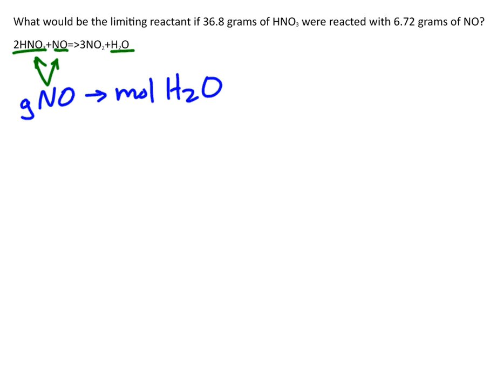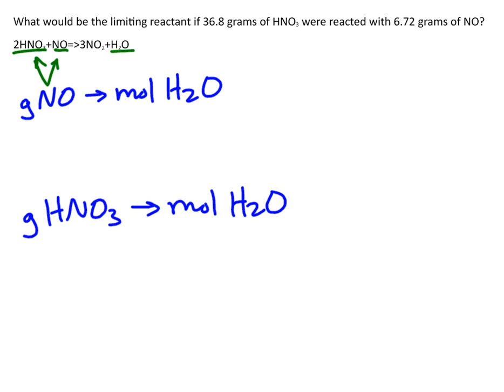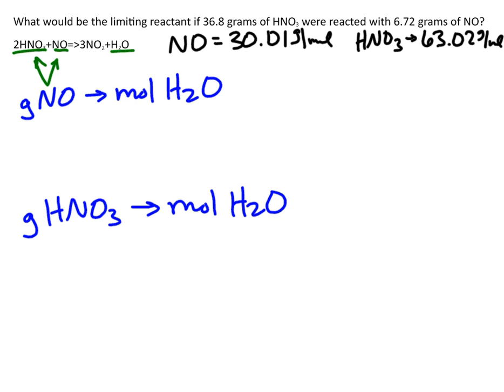That's one reaction. And then the other reaction is going to be grams of the nitric acid into moles of water. Remember, I just chose water here. You could have chosen nitrogen dioxide. It would have worked the same. So the process is not changing here. So just look at my literature values to get my molar masses. Look at the molar masses of NO and HNO3. So there are my molar masses. I'll need to use those here first.